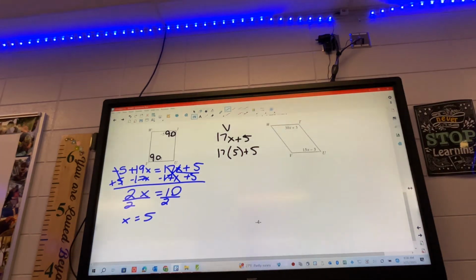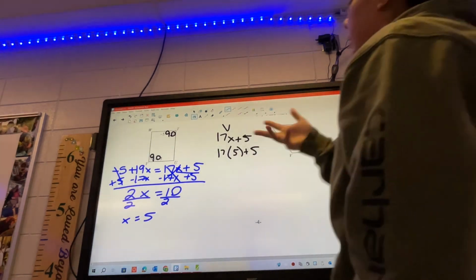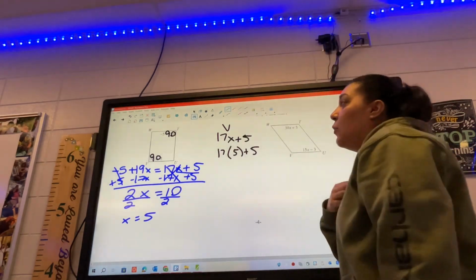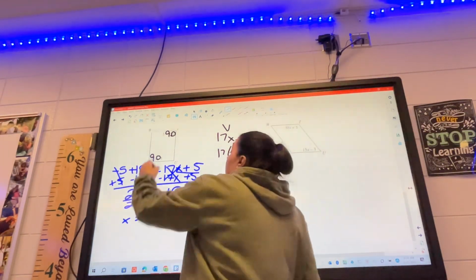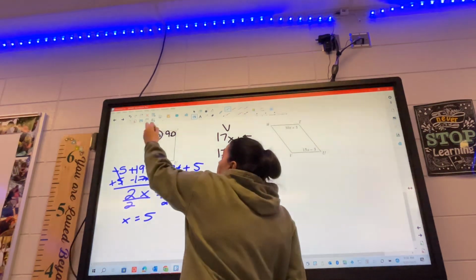180 minus whatever other angle that we already have. Okay, and I don't want to say necessarily 90 because what if it's something else? Okay, so you're going to say 180 minus whatever angle that you solved. Okay, and so what is going to be W? W is also 90. Okay, 180 minus 90 is also 90.